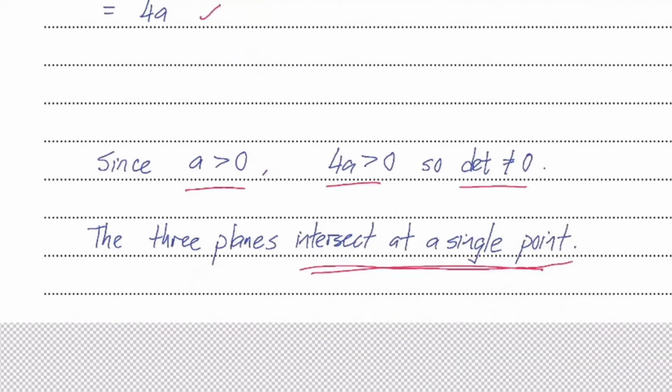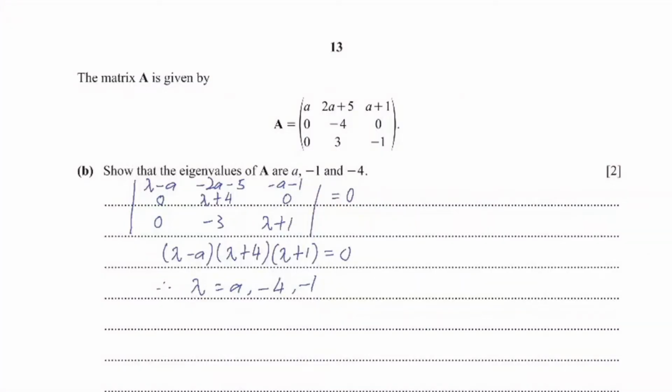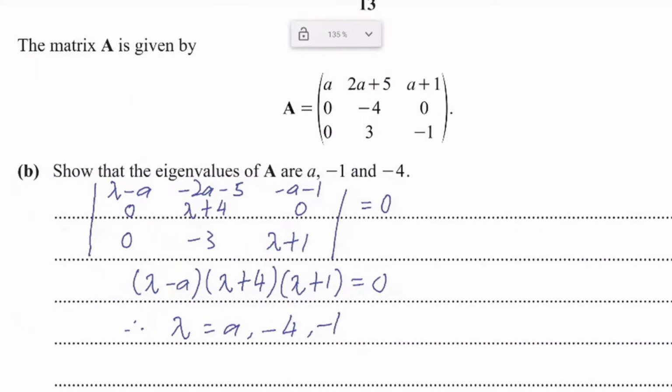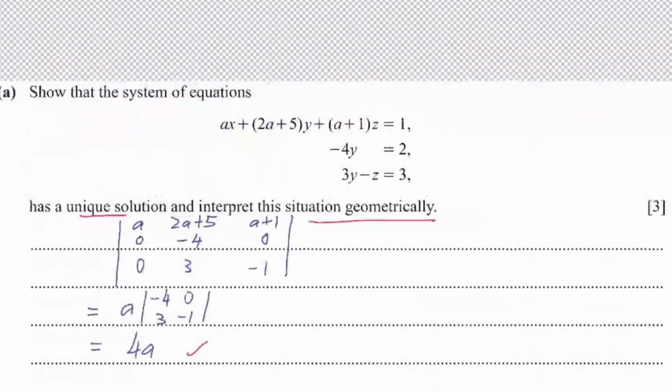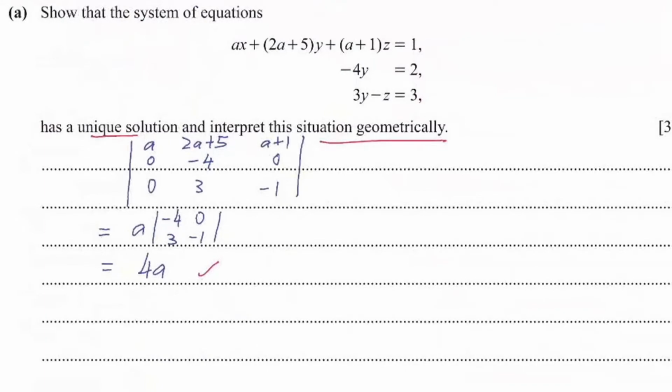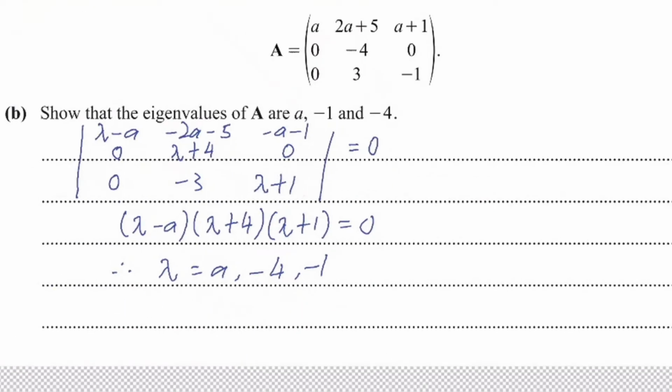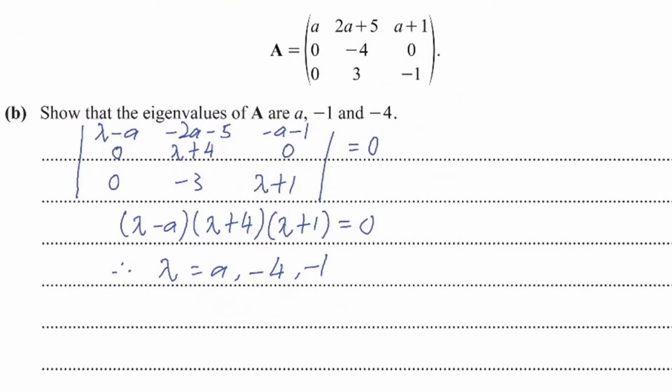So in the following part of the question, now we suddenly have another matrix here. Sometimes it might be related to the previous part. You see here it's related to the previous part. Not sure whether they will be related later, so let's just see. The first one looks quite standard. It should show that the eigenvalues here would be A, -1, and -4.